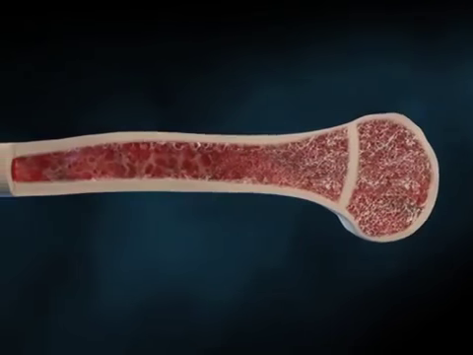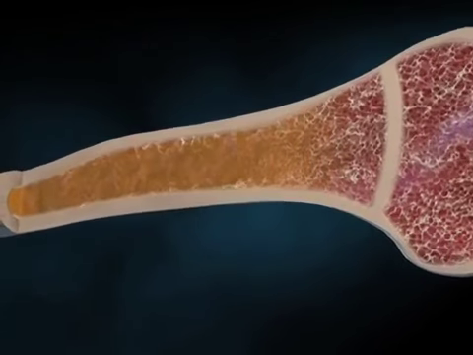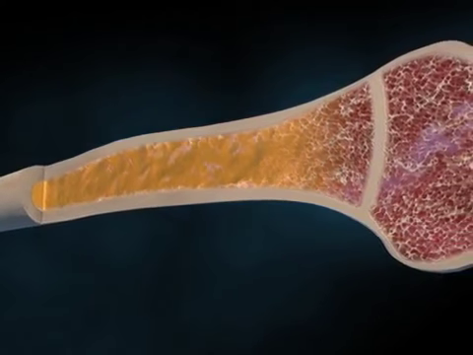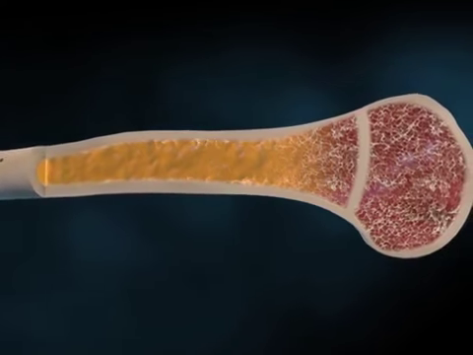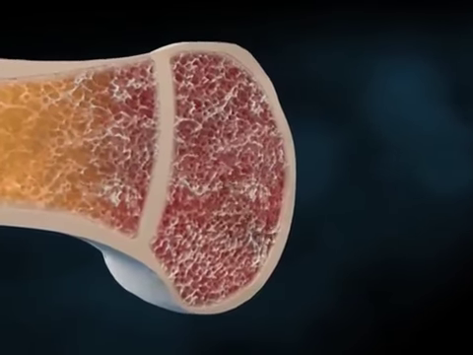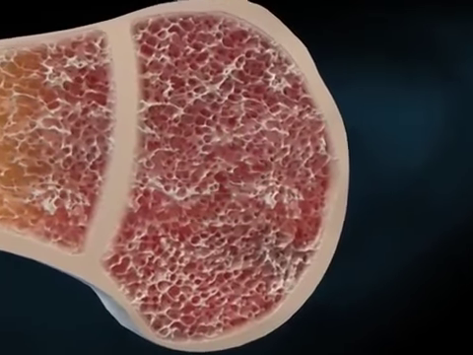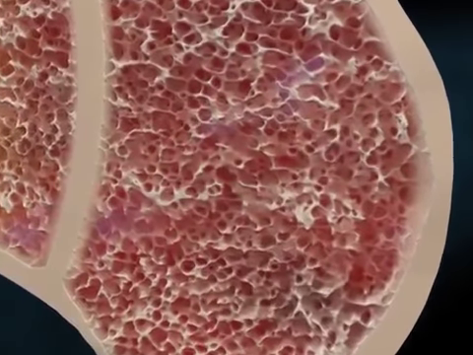Filling the interior of the bone is trabecular bone, also known as cancellous or spongy bone. Trabecular bone is far lighter and more porous than compact bone. The difference in density is especially striking. Compact bone comprises 80% of the total bone mass of an adult skeleton, despite the fact that trabecular bone accounts for far more surface area.